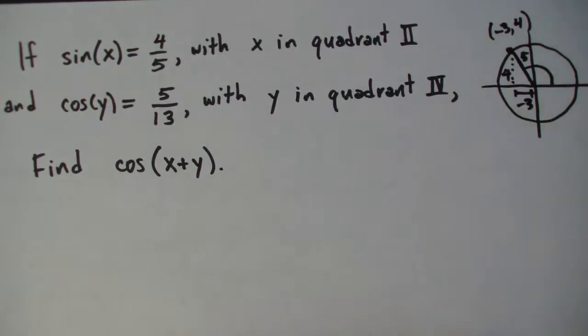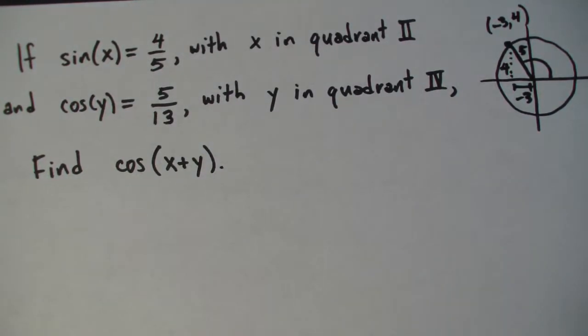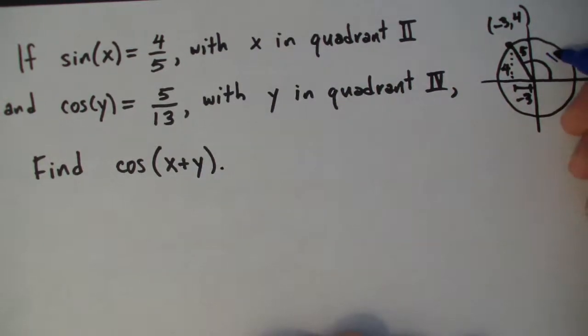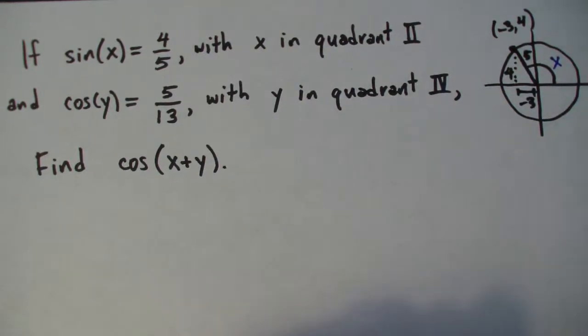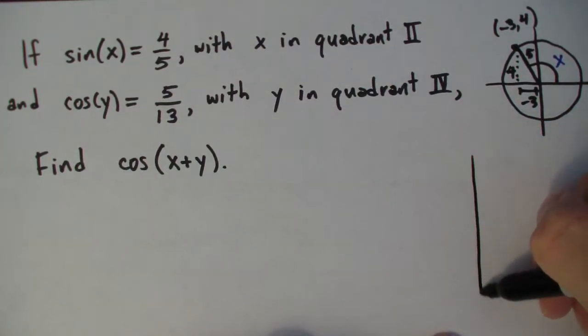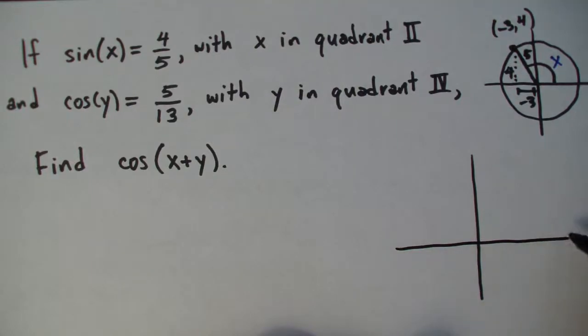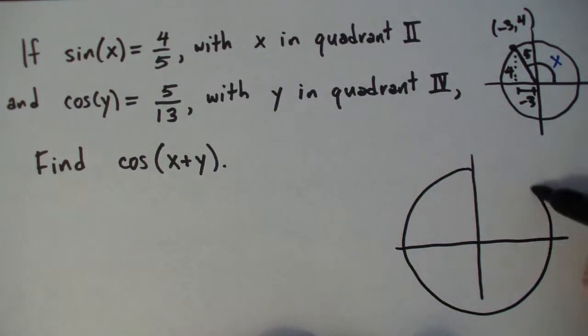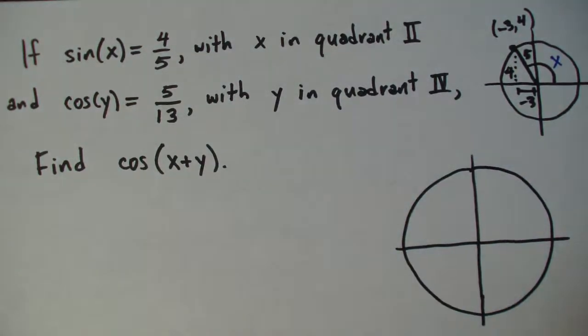So that is angle x. x is the angle which goes through the point -3, 4. And now similarly, we can draw what y has to look like. So we're told that y is in quadrant 4, so y will be down here, and the cosine of y is 5/13. So let's think about what that means.